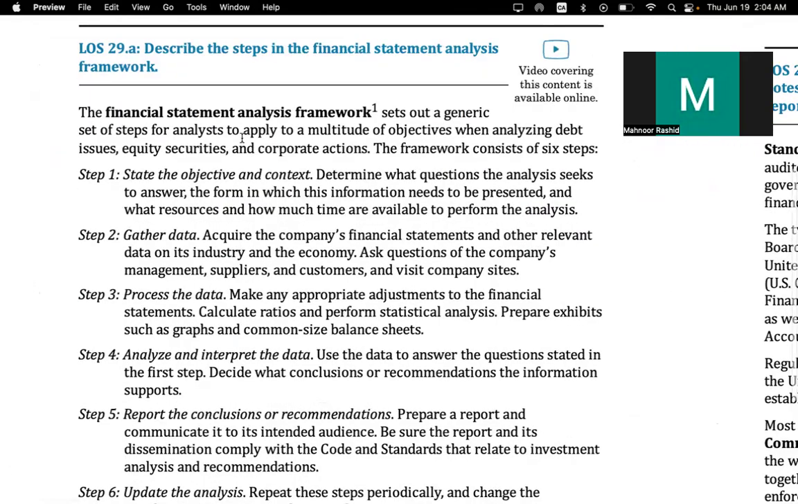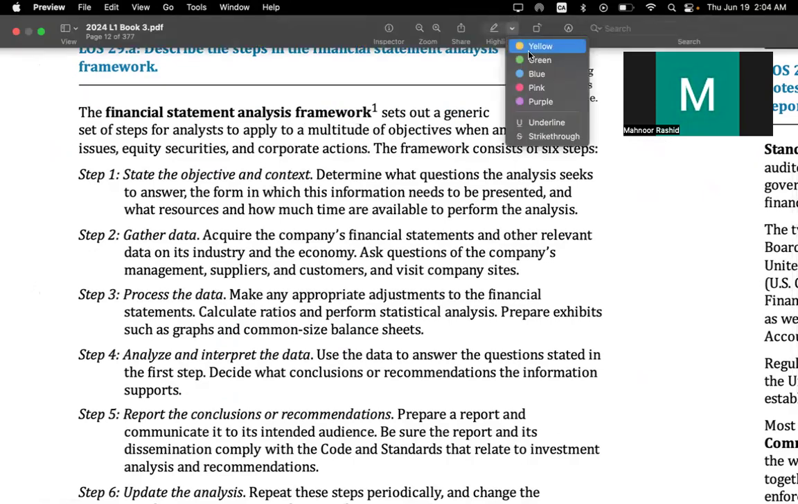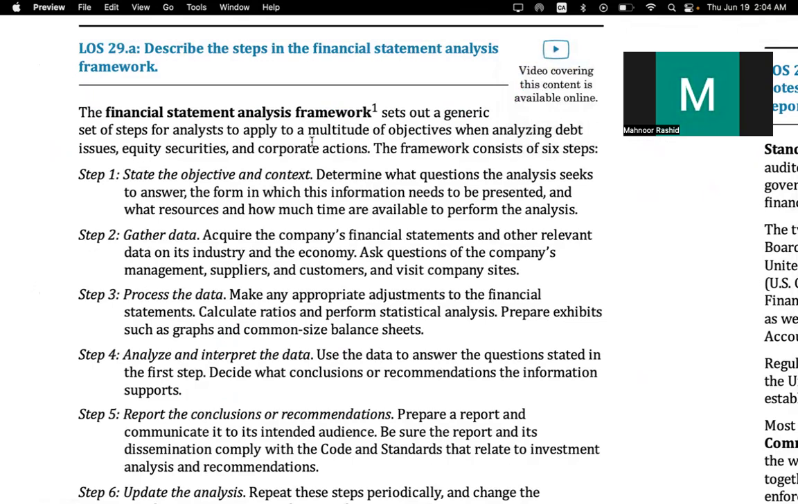So there are 6 main steps. And first of all, it says here that the financial statement analysis framework sets out a generic set of steps for analysts to apply to a multitude of objectives when analyzing debt issues, equity securities, corporate actions. Now, the framework consists of 6 steps. Okay, we're going to quickly go over these.